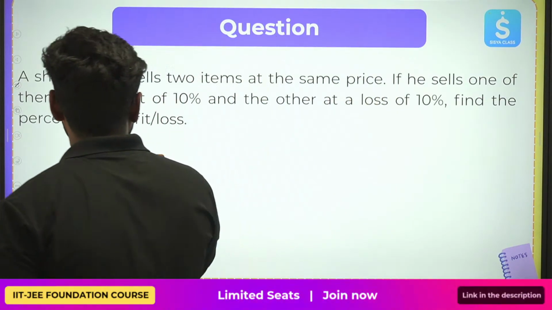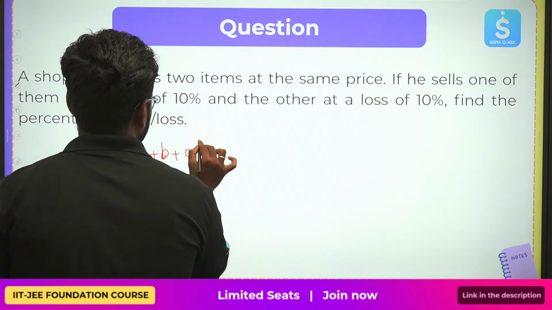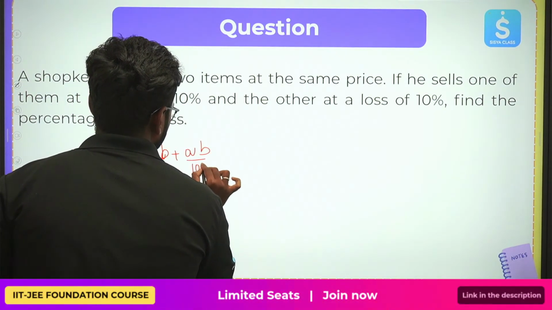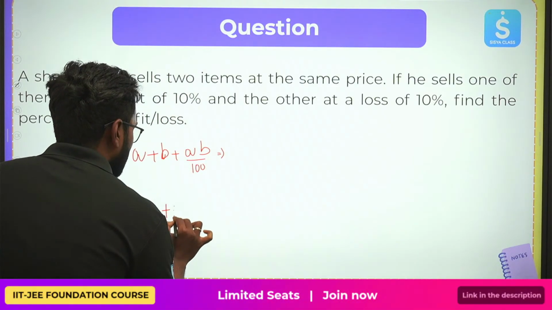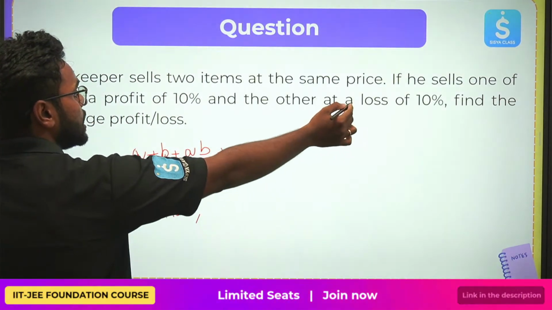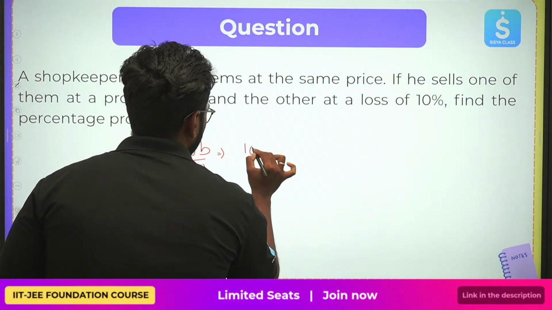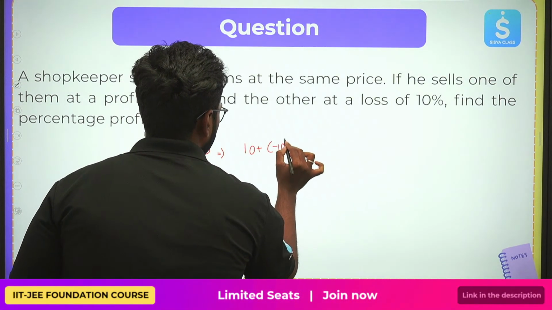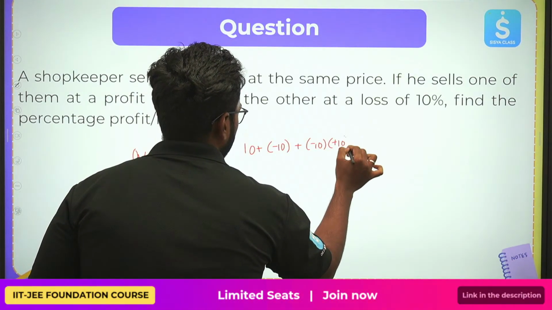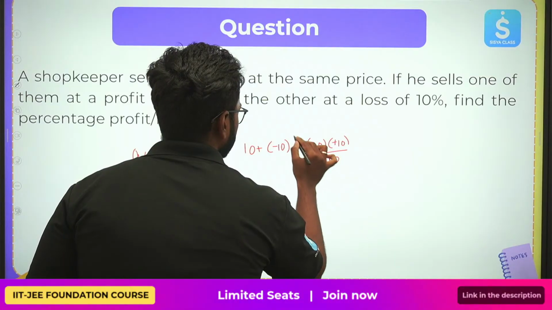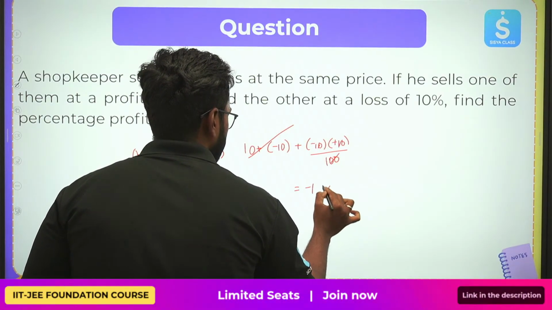A plus B plus AB by 100. Now one is positive, which is profit, right? And one is at a loss, which is negative 10%. You can calculate this, and this will be cancelled. This would be negative 1%.